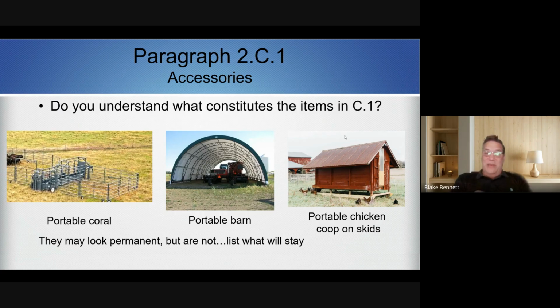The barn in the middle looks permanently installed, but it's actually not. You can move that barn around. Chicken coops that are on skids look permanently installed to some people, but they're not. So go over these, list out items that will stay. Those items that aren't going to stay, it's probably a good practice, again, just to get them off the property.